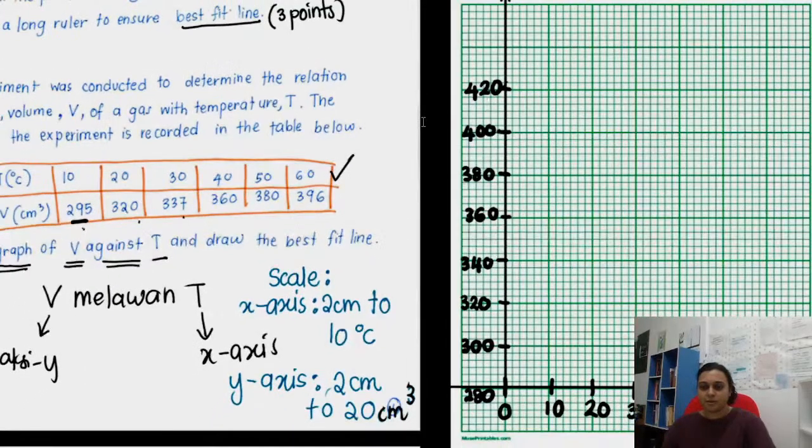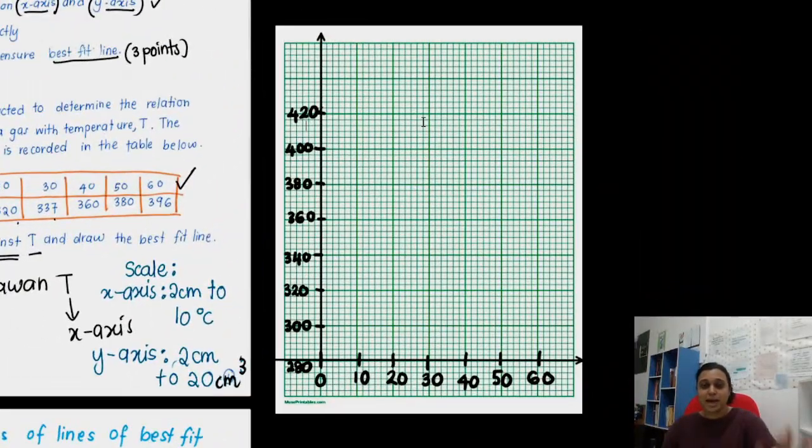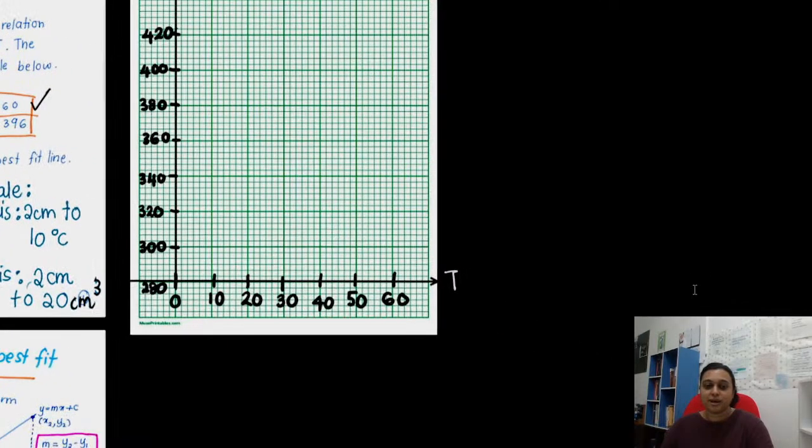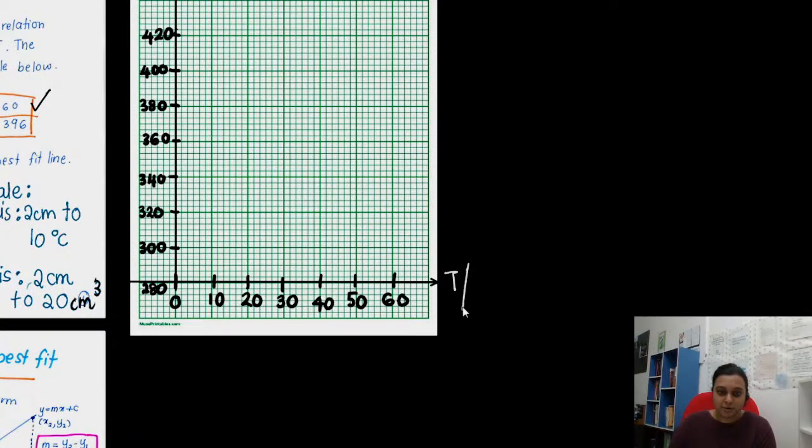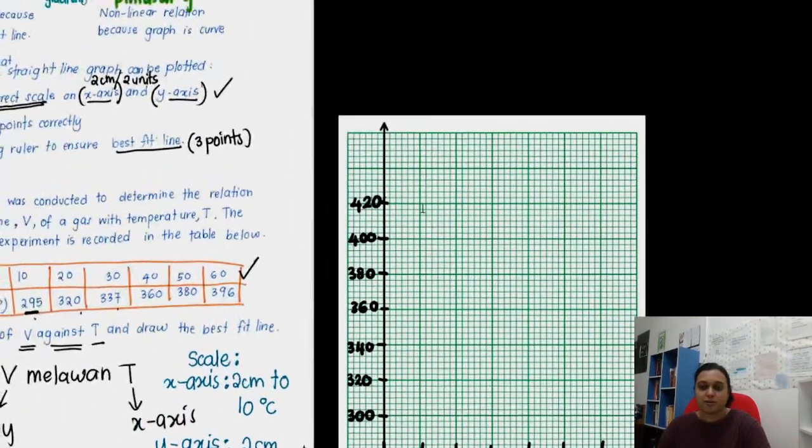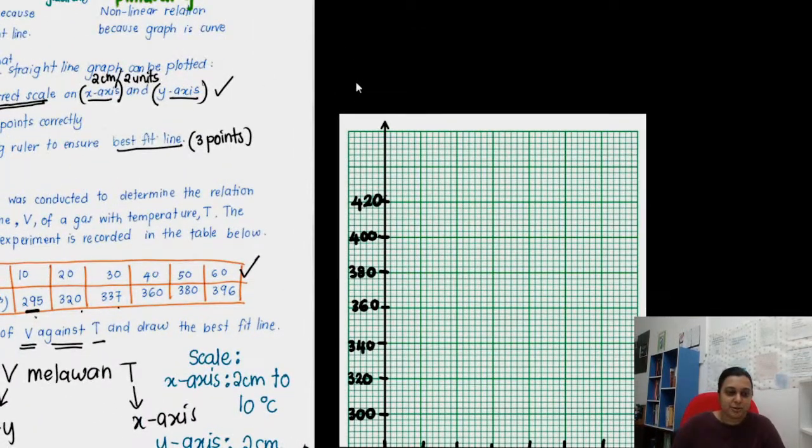Dah boleh stop. Okay. Now, once you have your graph, the scale all, please don't forget to write the paksi. What is the paksi for, right? So here, this is T, and write the units also. This is temperature, darjah Celsius. Okay. For the y-axis pun, this is volume over centimeter cube.